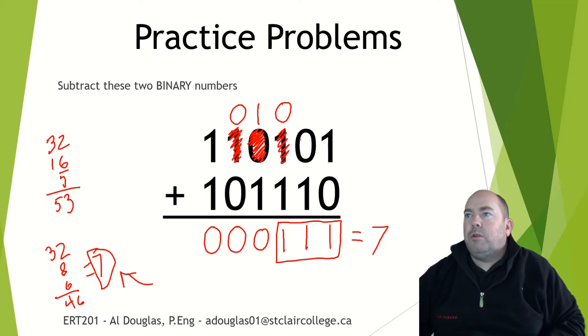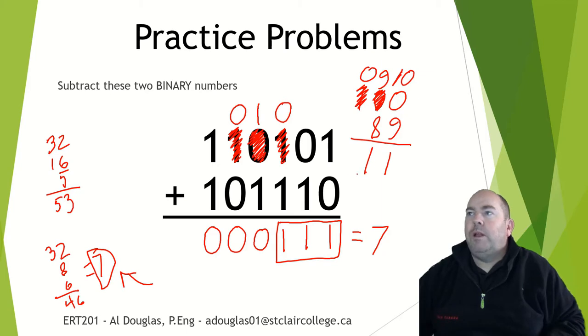The important thing here to remember is when you start borrowing, if you're borrowing from a 0, you need to keep on borrowing from the next column over as well. Okay? Much like if we had 89 minus 100, you couldn't just borrow from here. You would actually have to change that down to a 9, change that down to a 0, and change this to a 10 basically to give you a 1 and a 1. Okay, same operation as there.